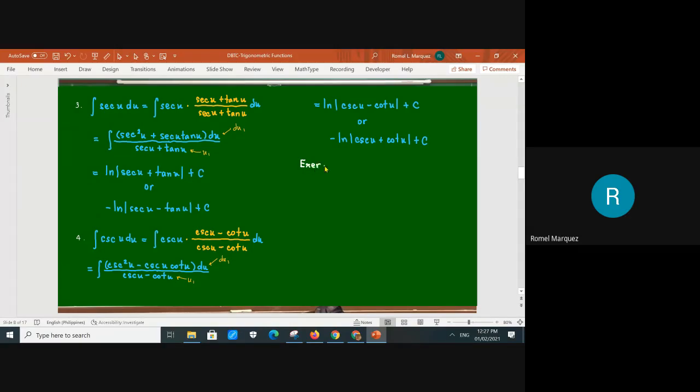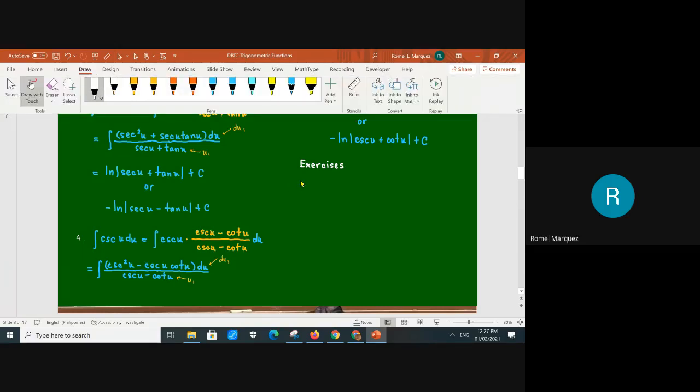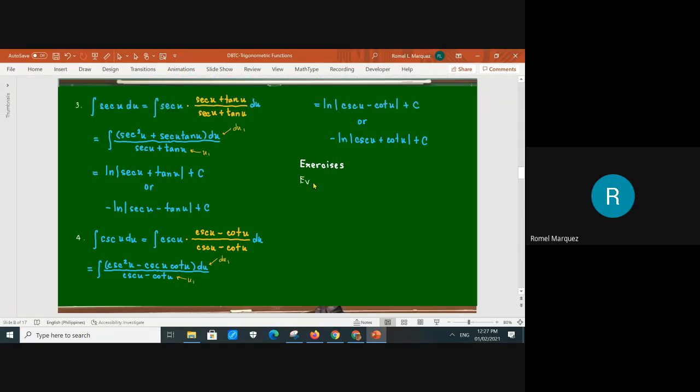So exercises: evaluate the given integral. Actually, it's not correct to say integrate, okay? Because there is already an integral sign. When you integrate an integral, it is another operation. You're going to integrate the integral. So evaluate the given integral.